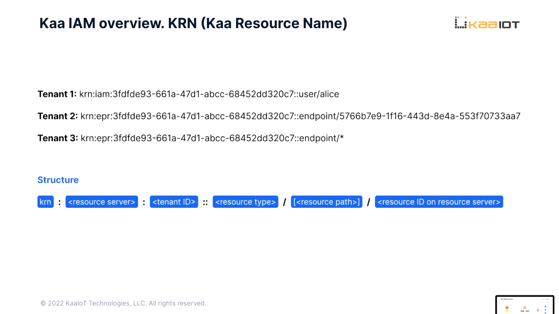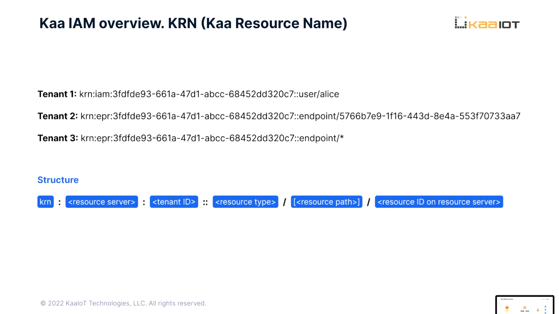KRN uniquely references a resource or principal, but at the same time it can end with an asterisk, or simply wildcard, in which case it references all resources or principals with the same prefix. Let's have a look at some examples of KRNs. If you look at number 1, this KRN references user Alice. At number 2, this KRN references a Kaa endpoint that has the following ID. And number 3, this KRN references all Kaa endpoints in this tenant.